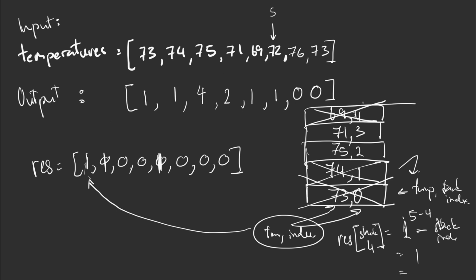But then we can see that 72 is still larger than 71 here, right? So we need to do the same. We want to pop this one, 71, and that's the index 3. So that's going to be 3, and 5 minus 3 will be equal to 2. So here we're going to change it to 2, correct? And now we're going to pop this one.